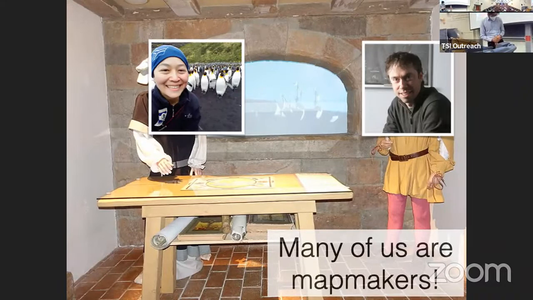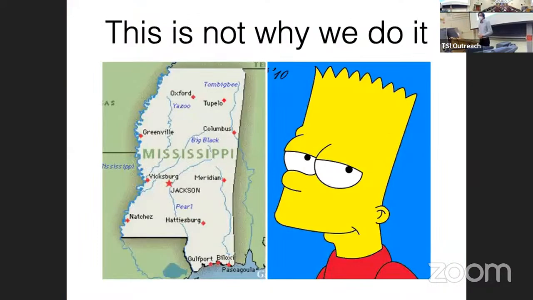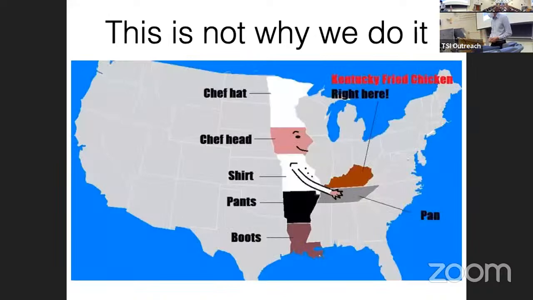Maps are kind of fun. You can look at the various shapes that you get in maps, and sometimes it's kind of amusing. You might have seen this before: the map of the state of Mississippi kind of looks like Bart Simpson for some reason. And if you ever forget where the state of Kentucky is in the United States, you can use this little mnemonic: Kentucky Fried Chicken, you've got this step, and that's where Kentucky is. So this is all fun, but it's not why we make maps.